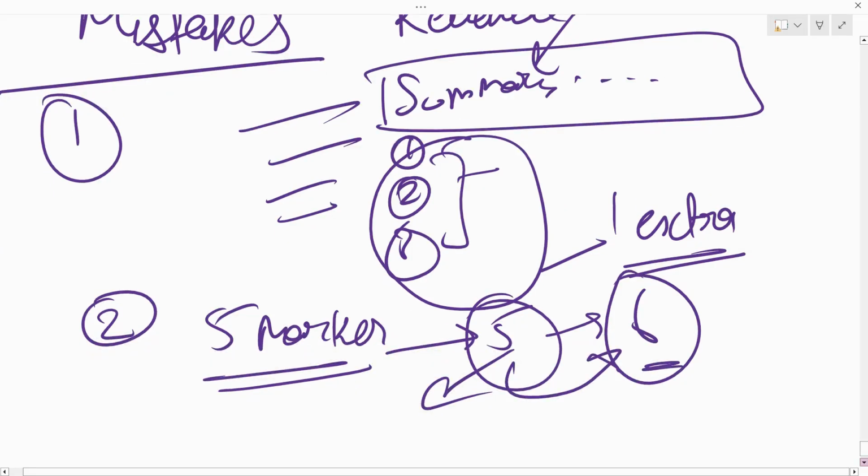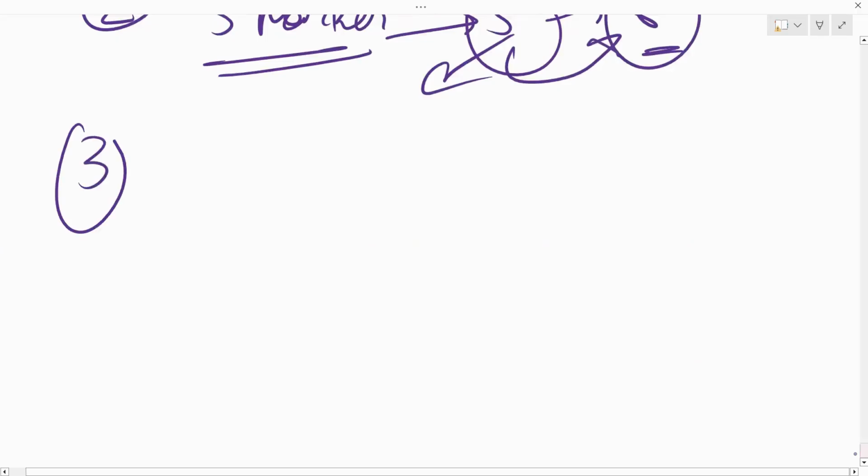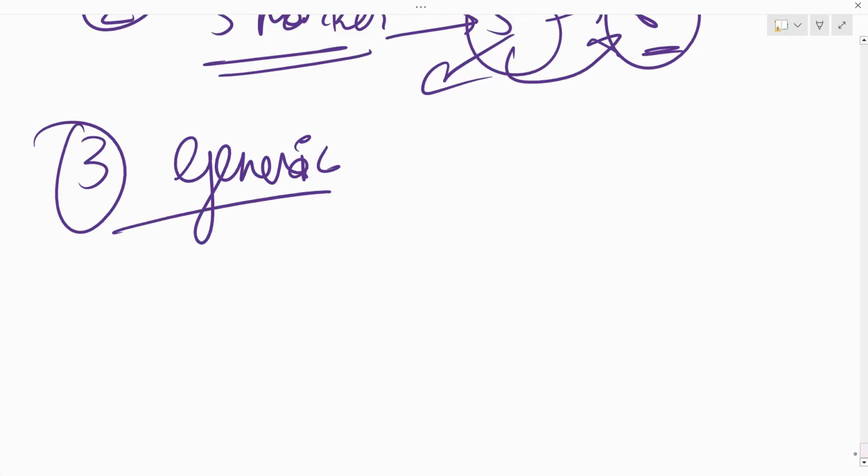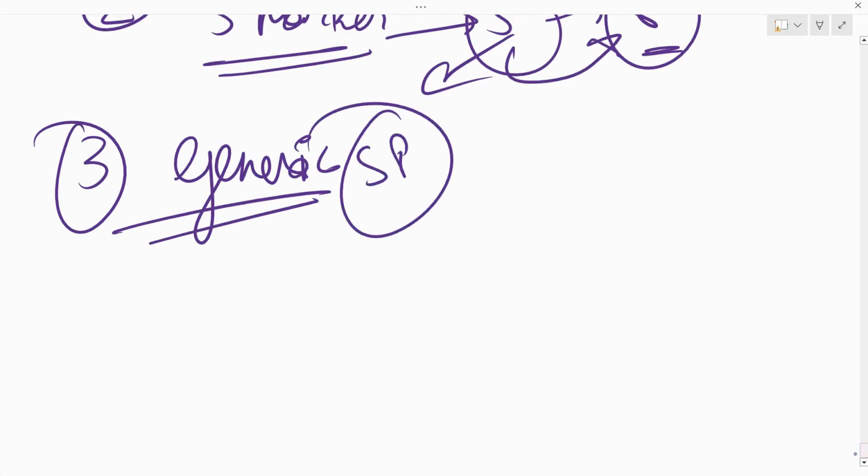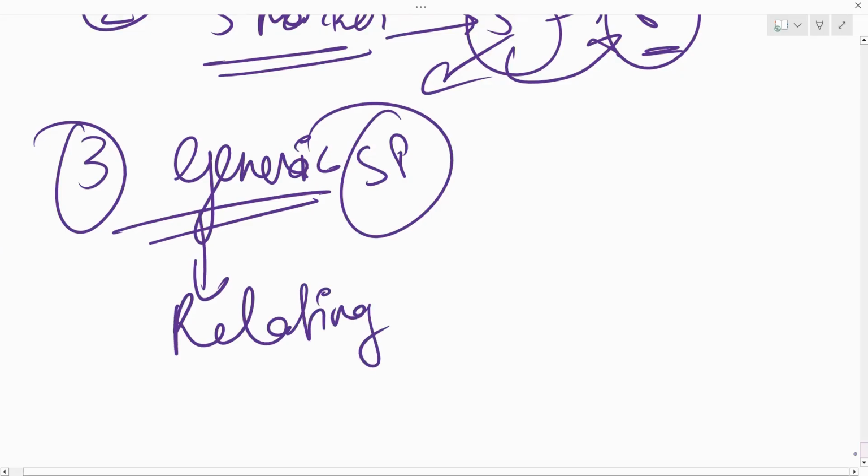Then a very, very important mistake that students usually make is that they write all the generic substantive procedures and do not relate them to the case scenario. Relating to the case scenario is very, very important.